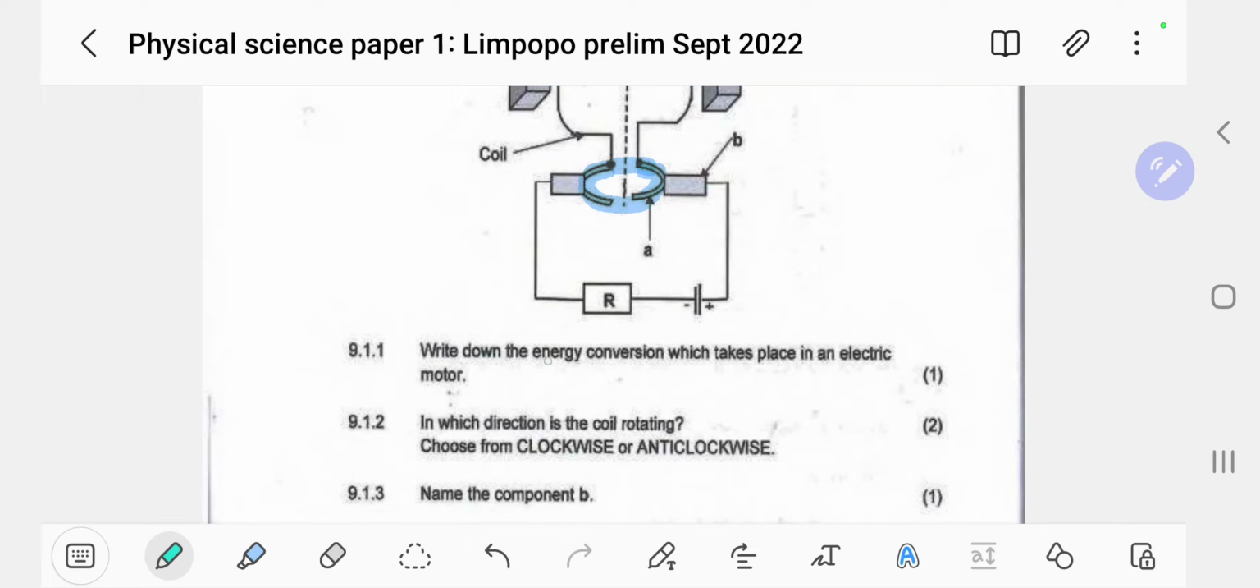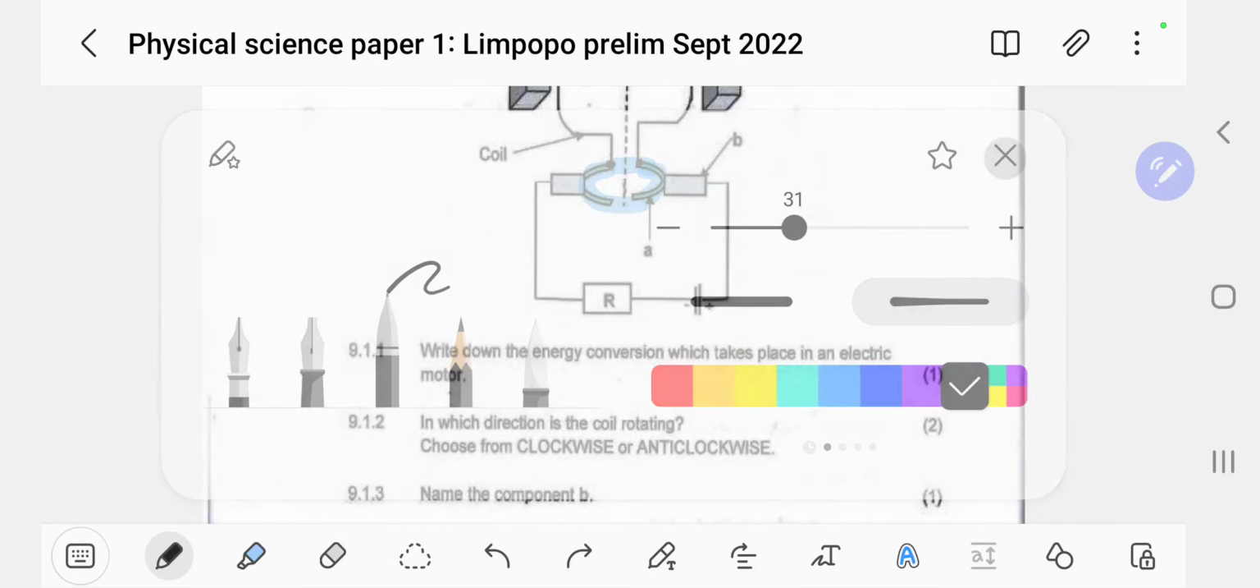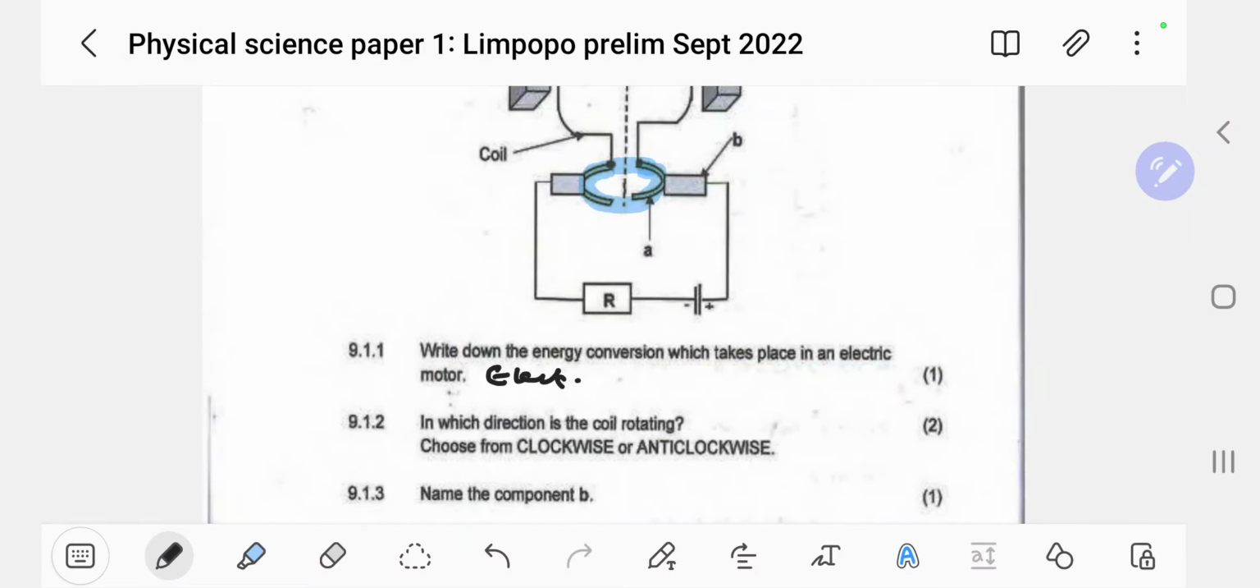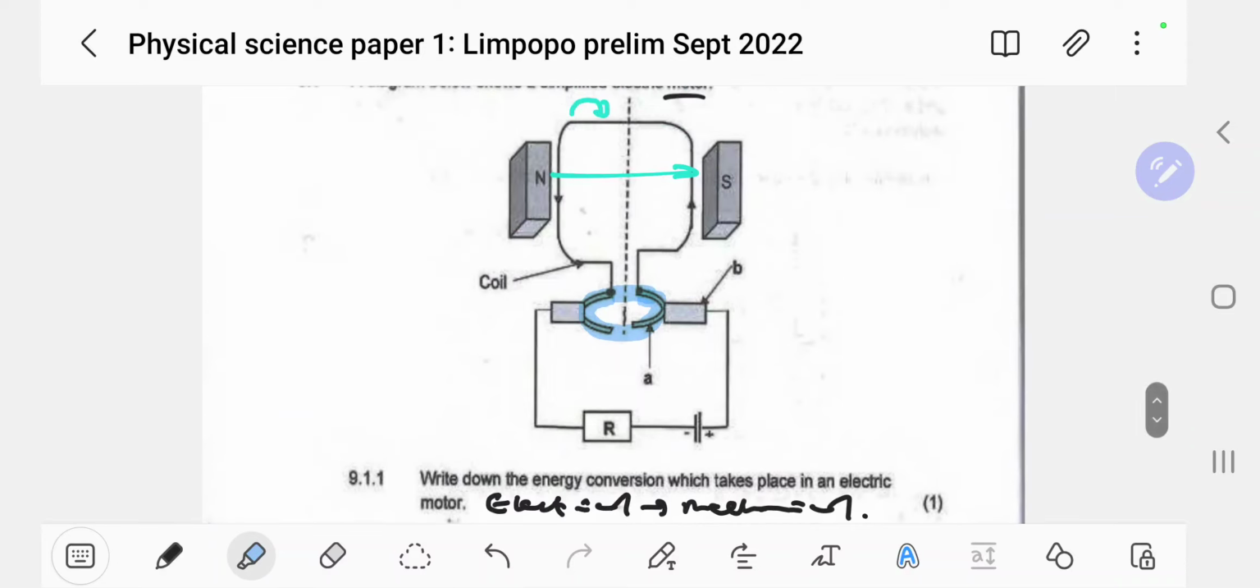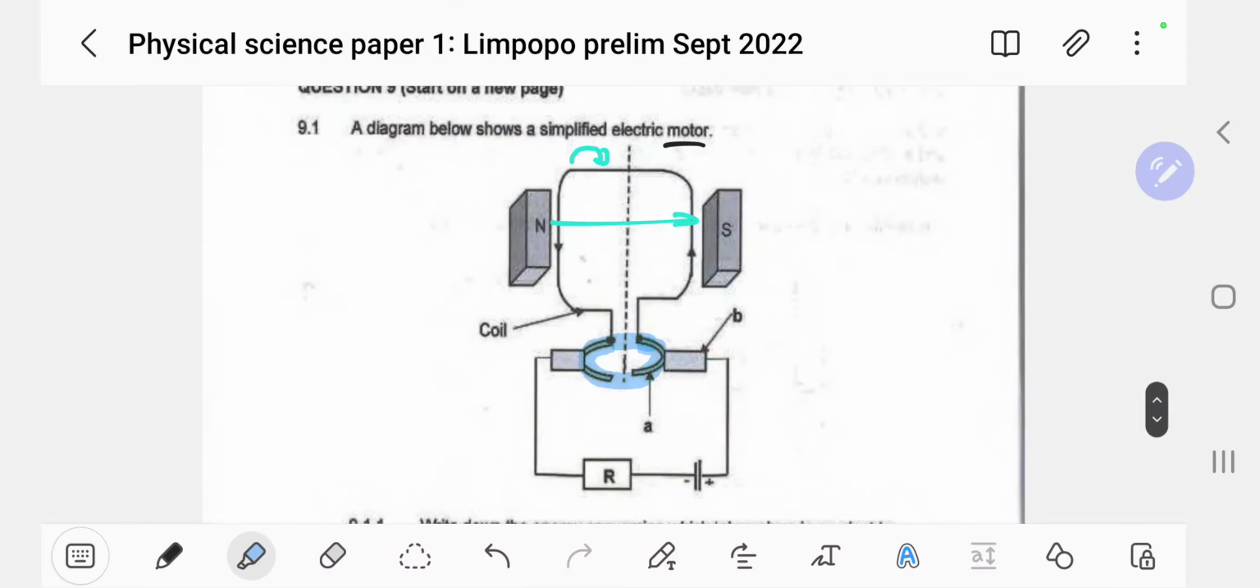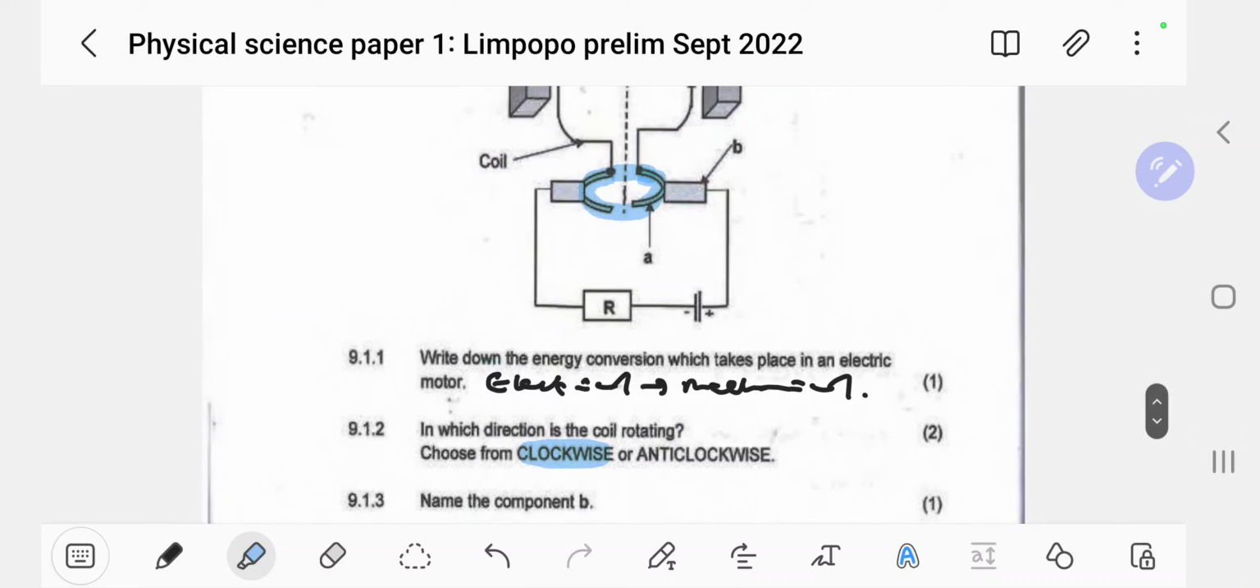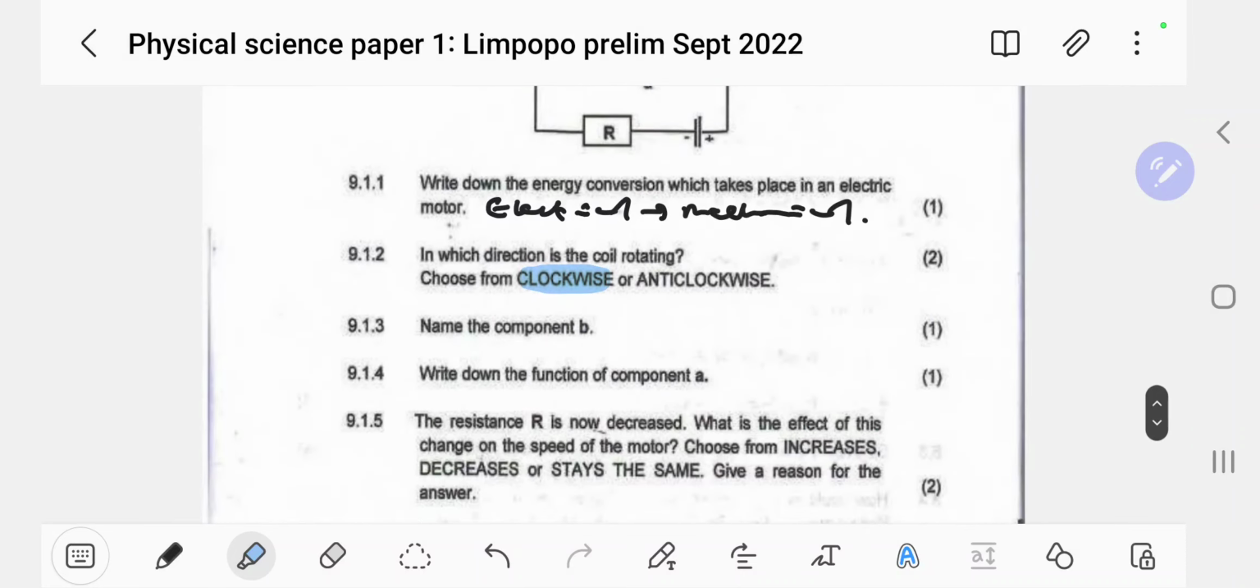So it says write down the energy conversion which takes place in an electric motor. We know that it is from electrical to mechanical. Okay, no problem. And then it says in which direction is the coil rotating? We've already established it's going to go clockwise, right? Using Fleming's left hand motor rule. For motors, you use the left hand rule. Now it says name the component B. Now B is the carbon brush, okay?